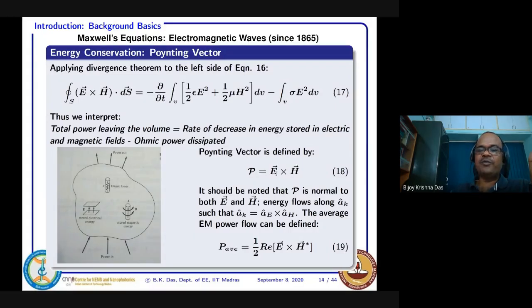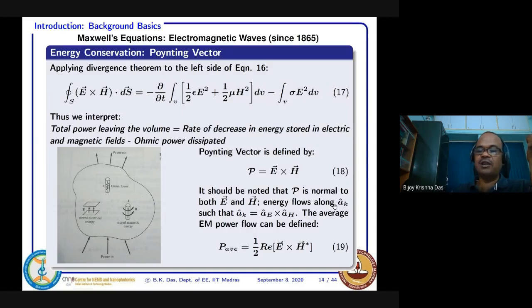So at a particular point, whatever E cross H result comes, that is obviously normal to both E and H. That vector, you take whatever vector value comes on the surface region. At every point on that surface you take a differential area, and then you add over the entire surface. That is actually called the flux of the Poynting vector. That gives you the flux coming out of the volume. So it should be noted that P is normal to both E and H.